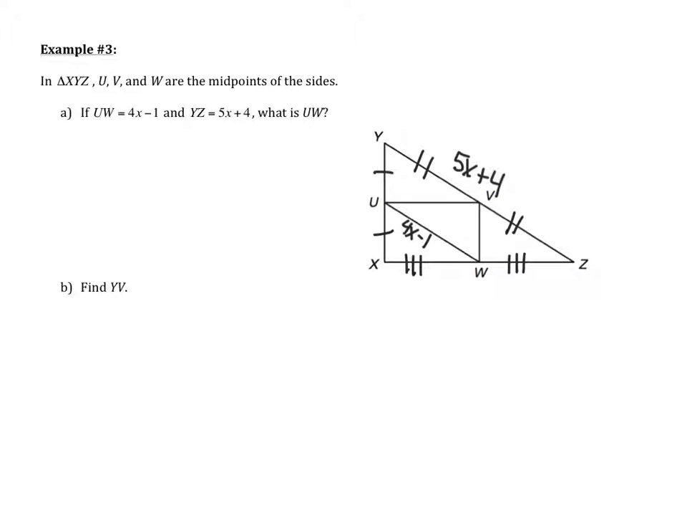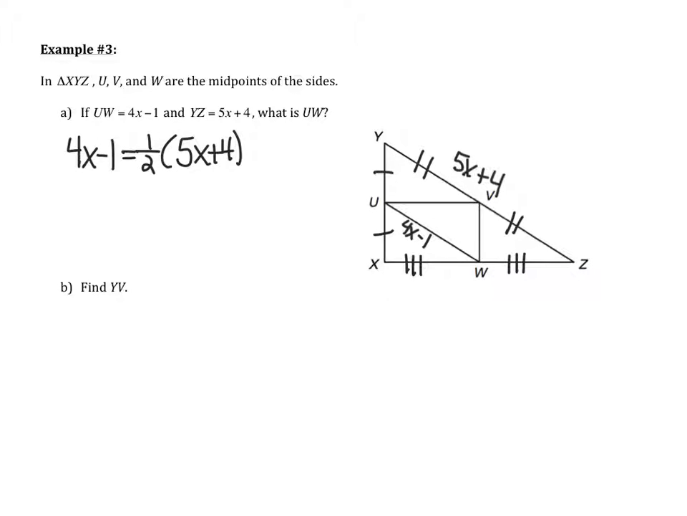According to the mid-segment theorem, I know that the length of this mid-segment is half the length of this segment right here. So to set up this equation, because I'm going to have to solve for x to plug it back into the 4x minus 1 to find the length of UW, I'll set 4x minus 1 equal to half of the length of that other side, 5x plus 4. And then I'll solve for x.